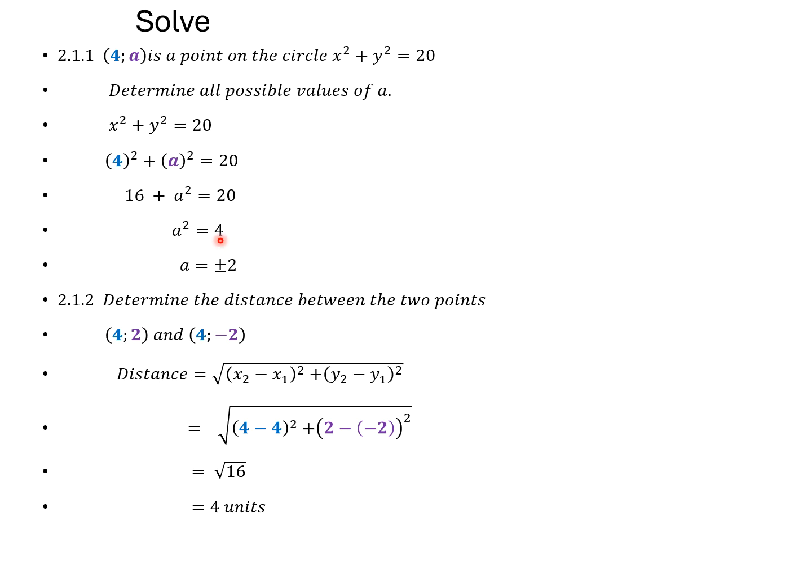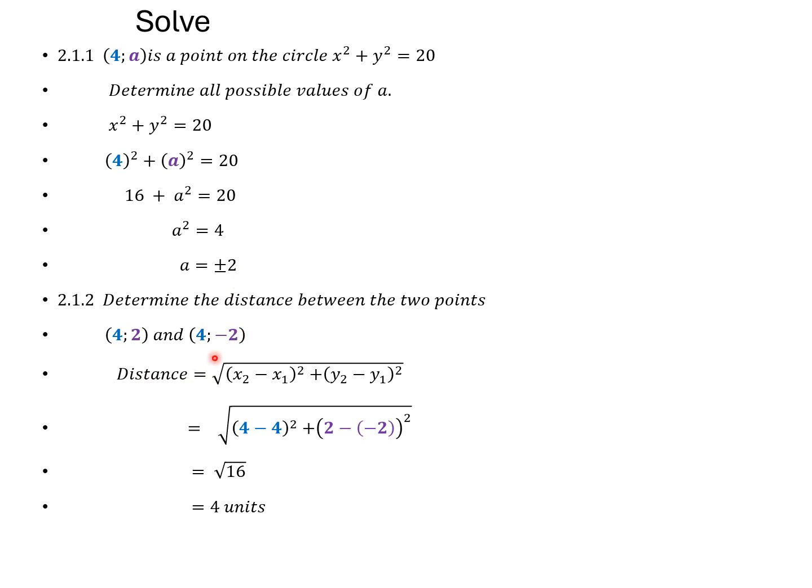To go from a squared to 4, I'm going to find the square root. But square root of a squared, and if I say square root of 4, I must say plus minus. Square root of 4, which then becomes a equals plus minus 2. So that's why they said possible values of a. Once you have that, we can say determine the distance between the 2 points. So now technically you have (4; 2) and (4; -2). Right, that's where the plus and minus 2 comes in.